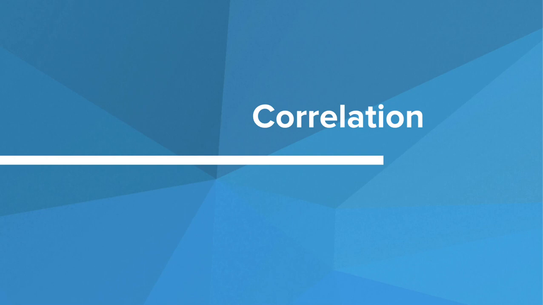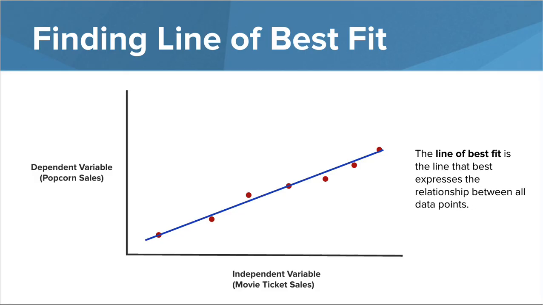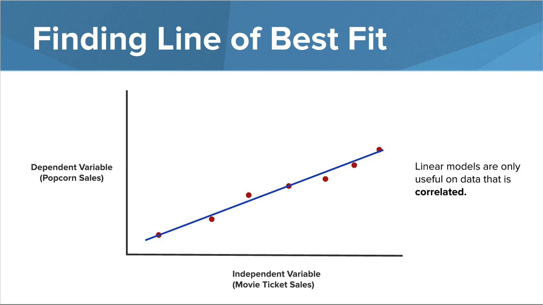Hi! In this lesson, you will learn about correlation and how data is related. In the last lesson, we learned that linear regression creates a line of best fit that expresses the closest linear relationship between all data points. It's important to note that these linear models are only useful on data that is correlated.